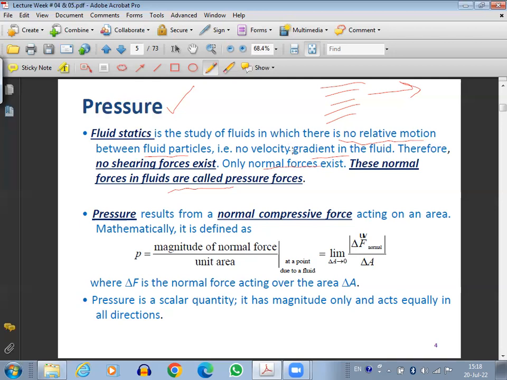So pressure results from a normal compressive force acting on an area. Mathematically, P is del F over del A, where del F is a normal force acting over the area del A.